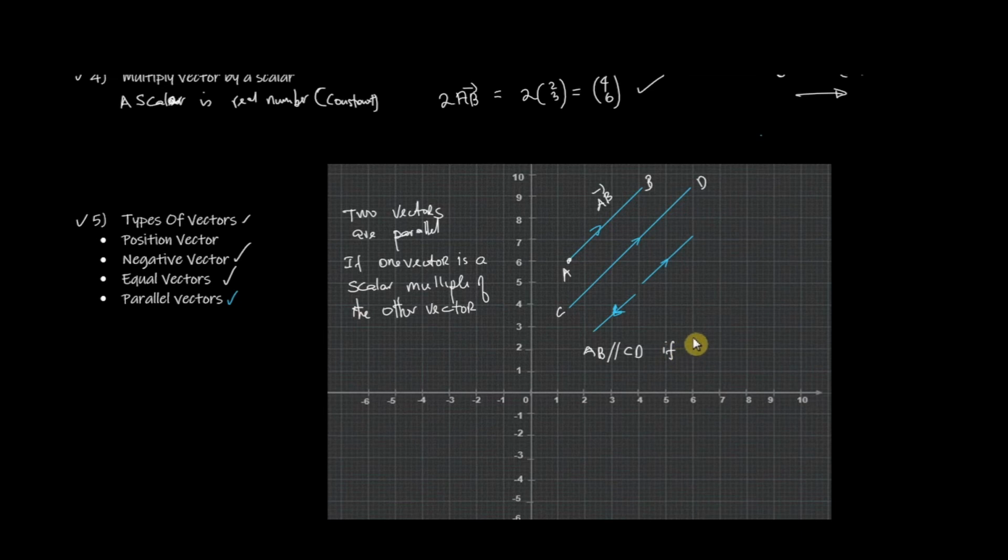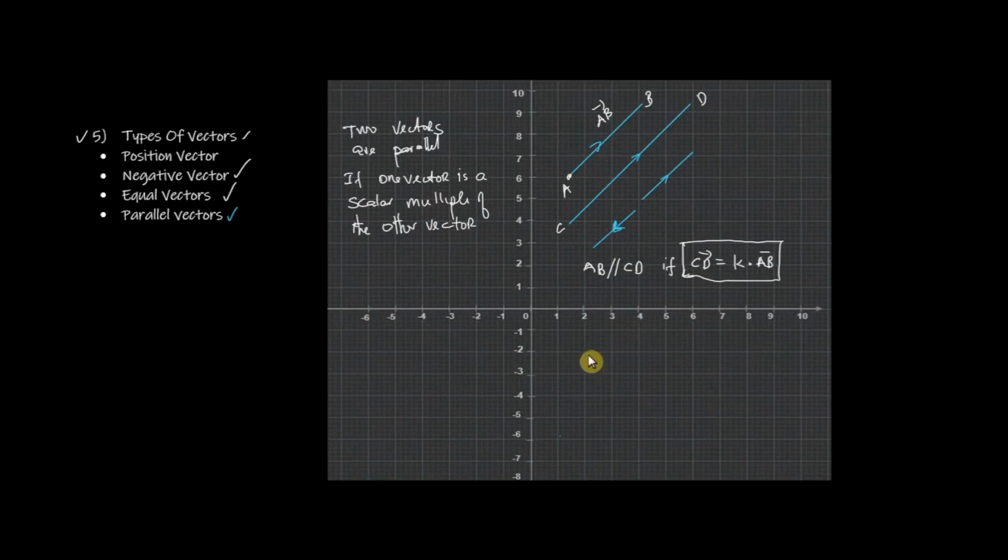if CD is equal to a scalar multiple, or a constant, multiplied by AB. That is a single requirement for vectors to be parallel. So this is a very important observation, and we need to recognize it early because we're going to be using it regularly to test whether vectors are parallel.